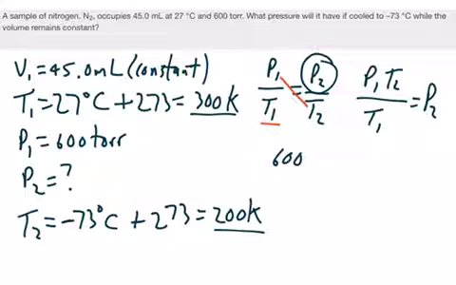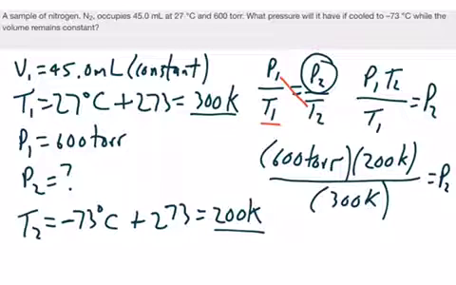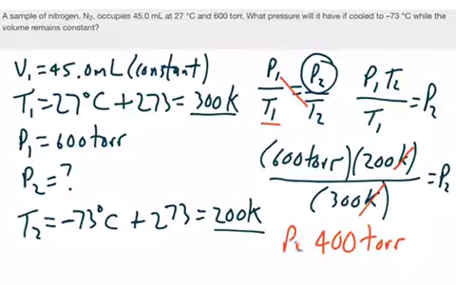So, now that we did all our conversions, let's substitute the numbers. Our original pressure is 600 torr. Our final temperature is 200 Kelvin. And we're going to divide that by the initial temperature, which is 300. Now, we're cooling this gas. This will give us the final pressure. And if you recall here, let's eliminate this. And you'll notice that the answer is going to be 400 torr, okay? And that'll be our final pressure.